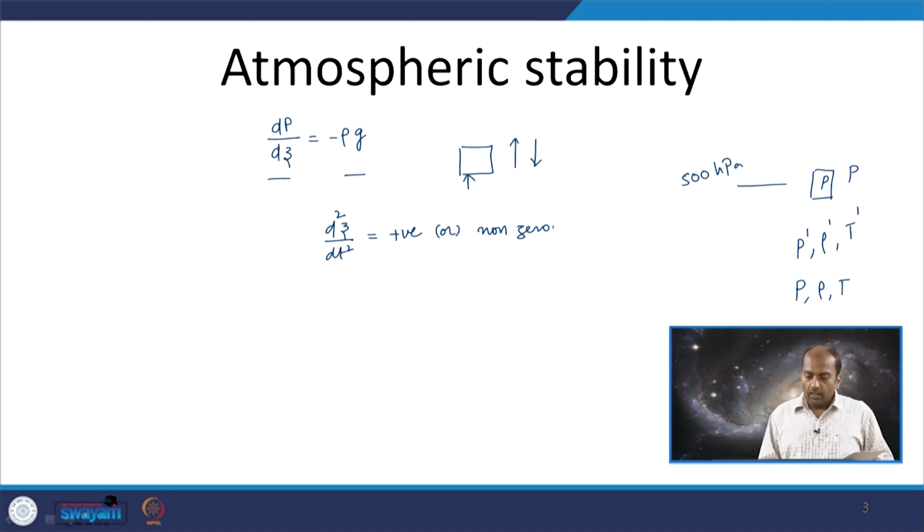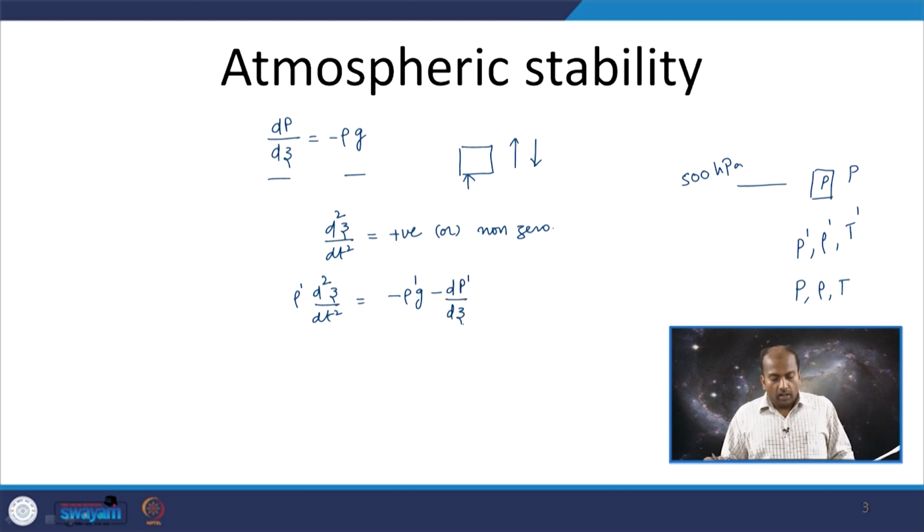So, the acceleration of the parcel can now be written as d square z by dt square equals minus rho prime g minus dp prime by dz. The rate at which its velocity changes with respect to time is the imbalance between the gravity and the pressure gradient force. So, this is the simple equation of motion.